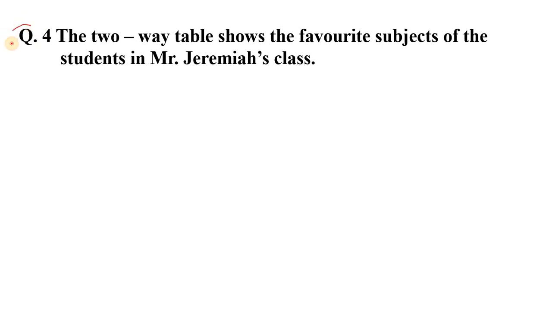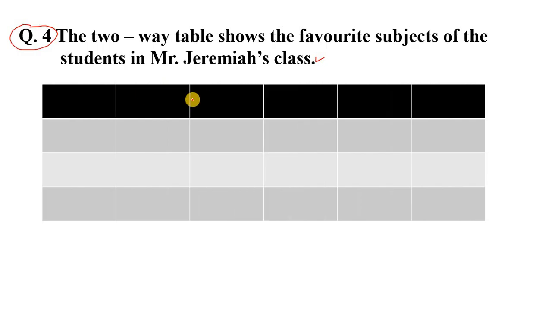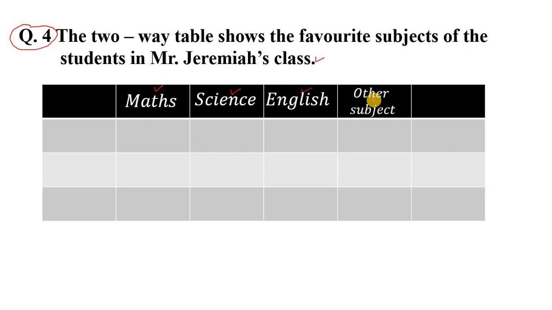Next is question number 4. The two-way table shows the favorite subject of the students in Mr. Jeremy's class. This is the required table. The first subject is math, the second is science, the third is English, and the fourth is other subject. This one is total.